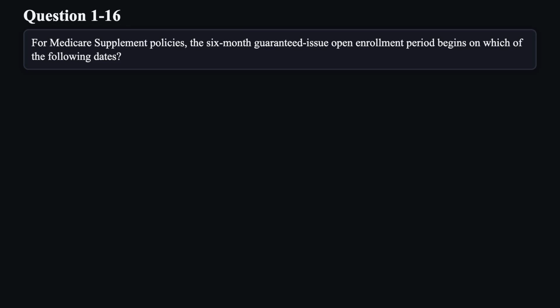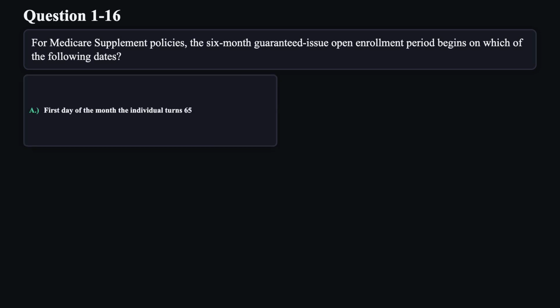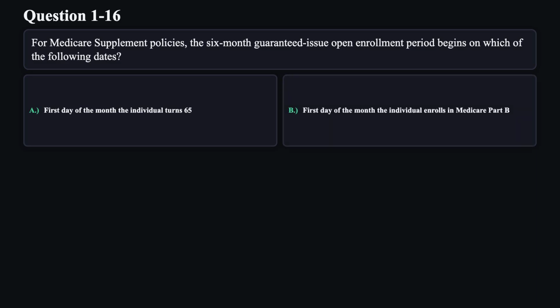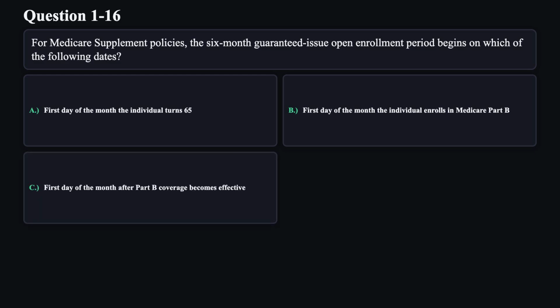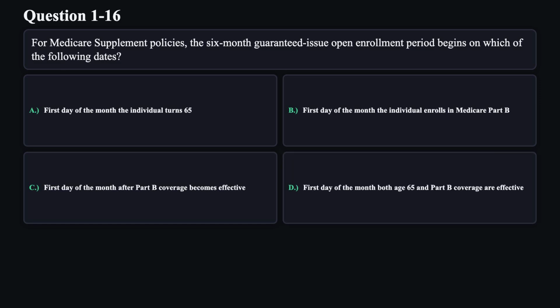Question 16. For Medicare supplement policies, the 6-month guaranteed issue open enrollment period begins on which of the following dates? A. First day of the month the individual turns 65. B. First day of the month the individual enrolls in Medicare Part B. C. First day of the month after Part B coverage becomes effective. D. First day of the month both age 65 and Part B coverage are effective.